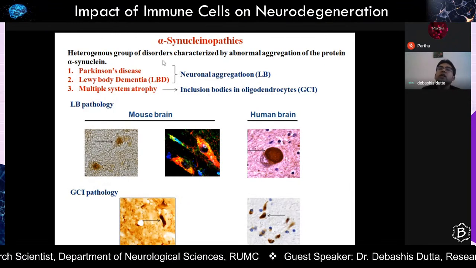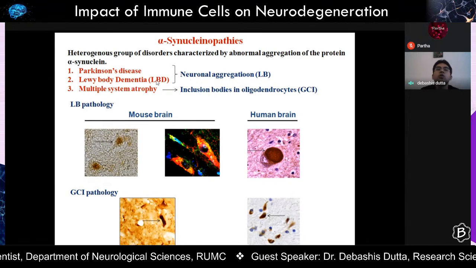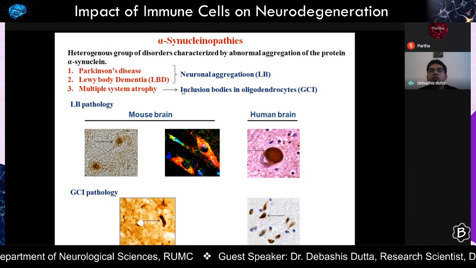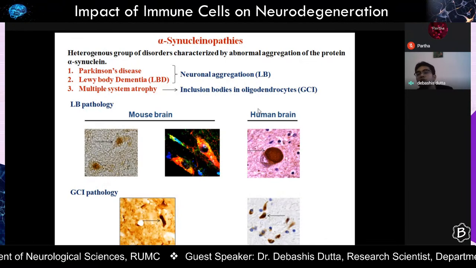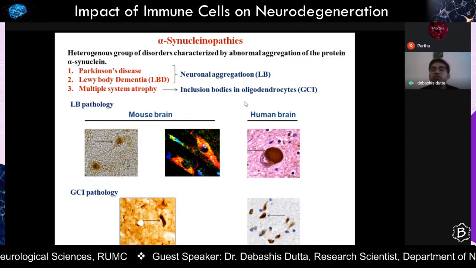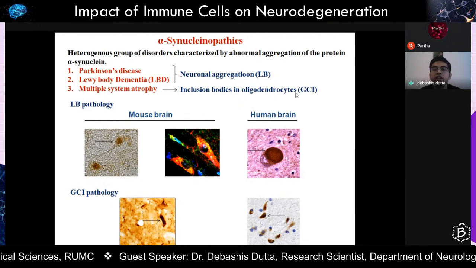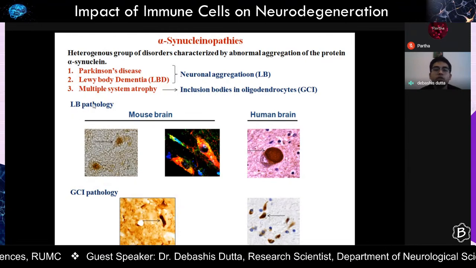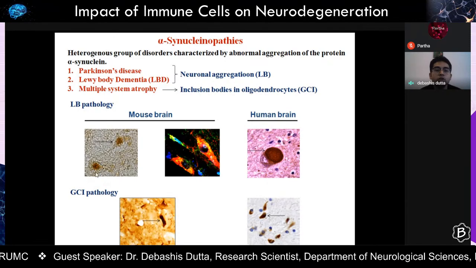In Lewy body dementia, neurons get affected, and these inclusion bodies are found only in the neurons. Whereas in MSA, multiple system atrophy, the inclusion bodies are primarily found in the oligodendrocytes, which are the main cells in the brain that make the myelin sheath, and secondarily found in neurons in the later phase of the disease. So this is called the LB pathology, the Lewy body pathology, which is found in the neurons of the ventral midbrain.